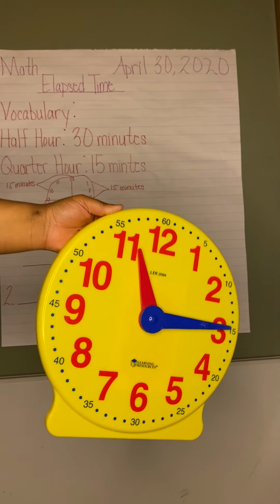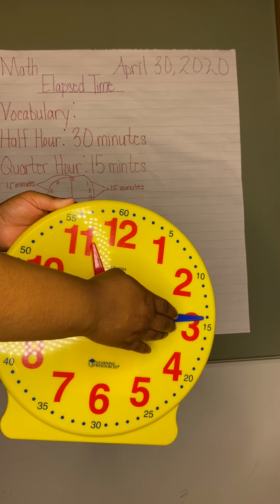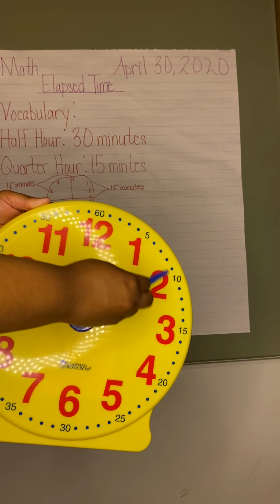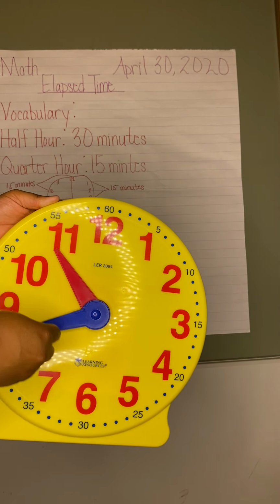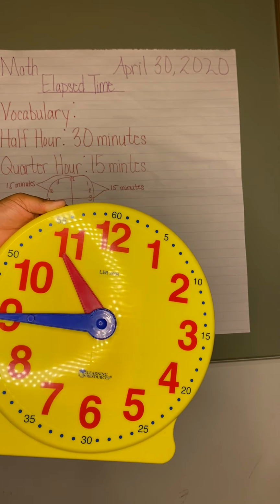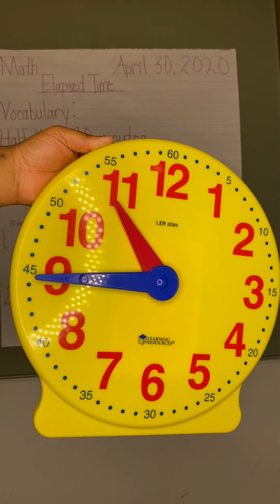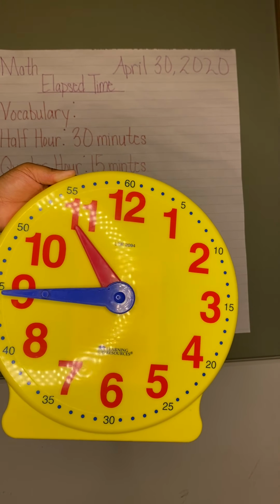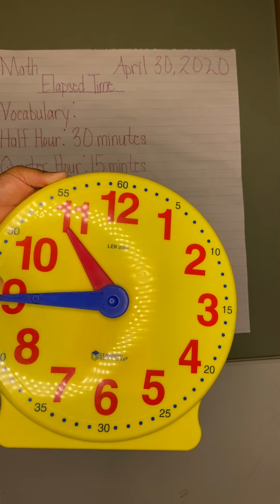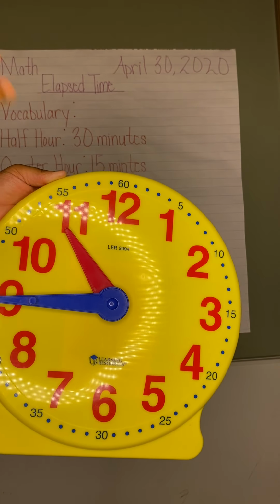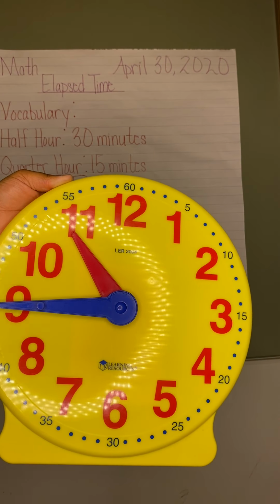Again, 30 minutes has passed from 10:45 to 11:15. Remember, we started here. We started at 10:45, but I needed to go to 11:15. So in order to go to 11:15, I had to add 30 minutes to my 10:45.